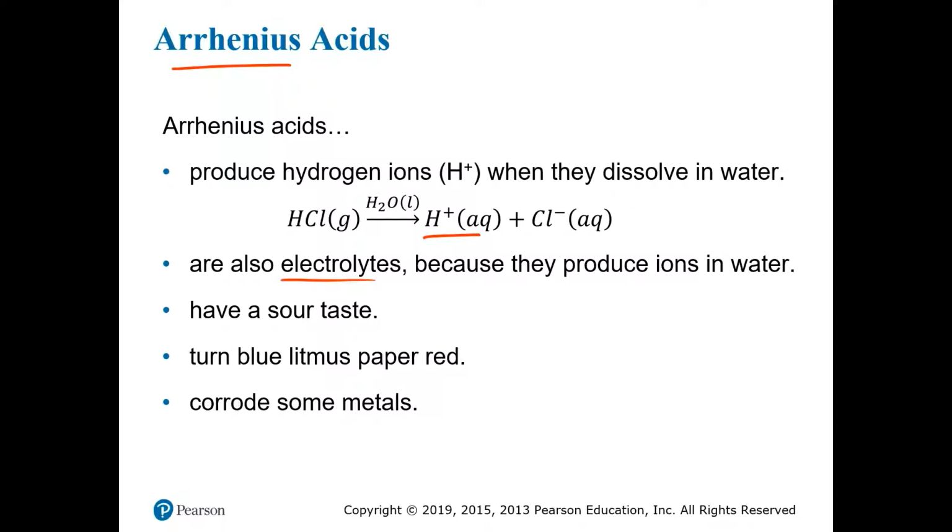So this is the first modern chemical explanation of how acids work, but as I said, it's been known for a long time that acids have a characteristic sour taste, they can turn litmus paper red, and they can corrode or dissolve some metals.